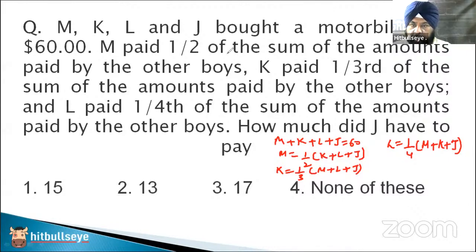Okay, I give you the hint, Palvi. Take 2 here. So can I say 2M will be K plus L plus J? So in place of K plus L plus J, can you write 2M? Yes or no? So 2M for K plus L plus J, 1M already there. So 3M comes out to be 60. So M comes out to be 20.